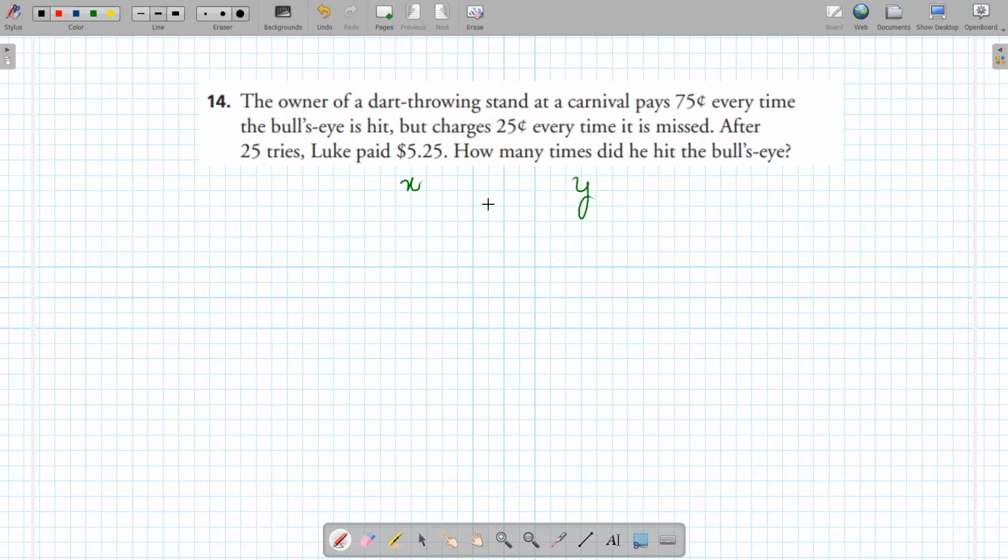Is X the amount of times he hit the bullseye? Yeah, that is it. We can say X is hit, and Y is miss. X is the amount of times he hits, Y is the amount of times they miss. So what's the equation here?